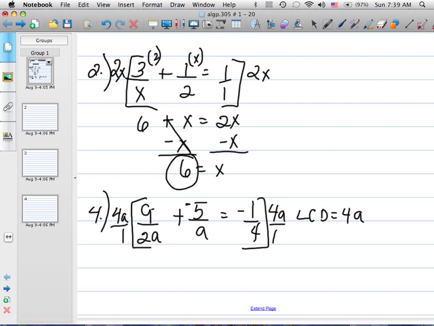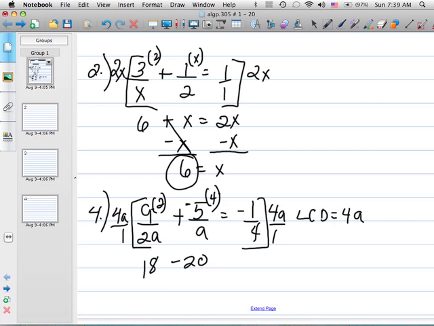Sometimes it helps to put it over 1 so you don't accidentally get confused. It's on the bottom. So 2a goes into 4a. I'd have to multiply by 2. That leaves me a 2. So that's 18. A's cancel out, leaving me a 4. So that's negative 20.